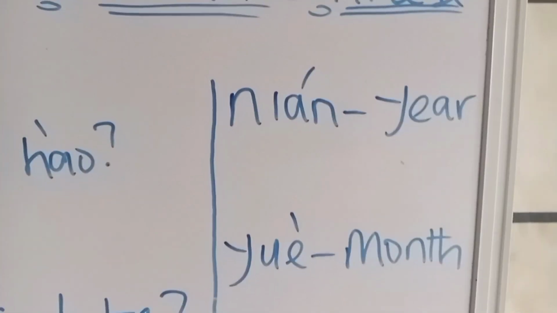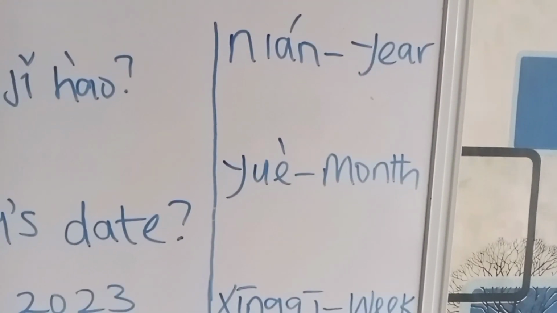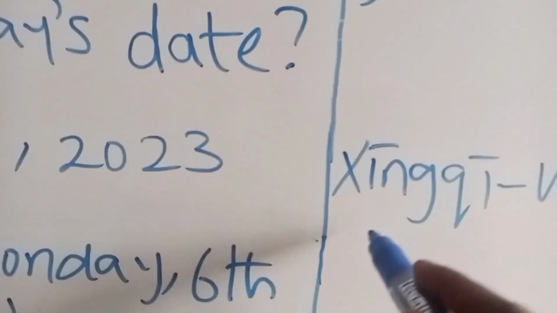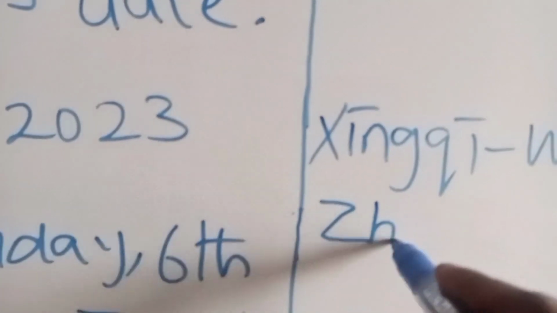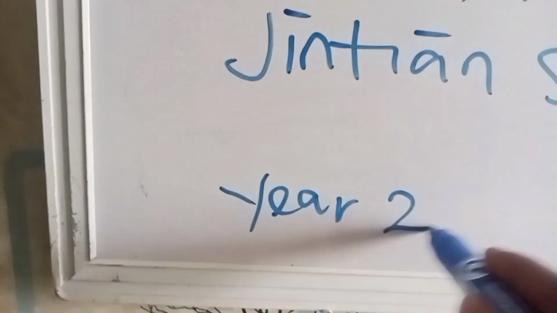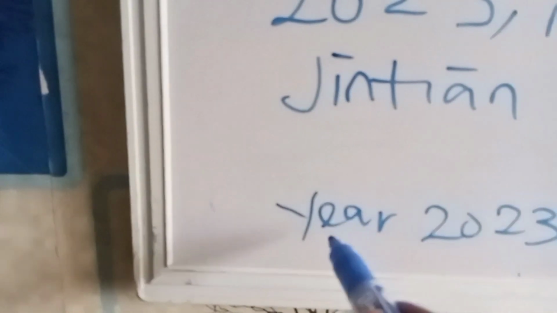You can see what I wrote here on the side of the board. Nian is year. Yue is month. Xingqi is week. The other word for week is zhou. This is date. In English, we say year 2023. In Chinese, they do not say year 2023. They say 2023 year. Now, year in Chinese is nian. That is what I showed you here.